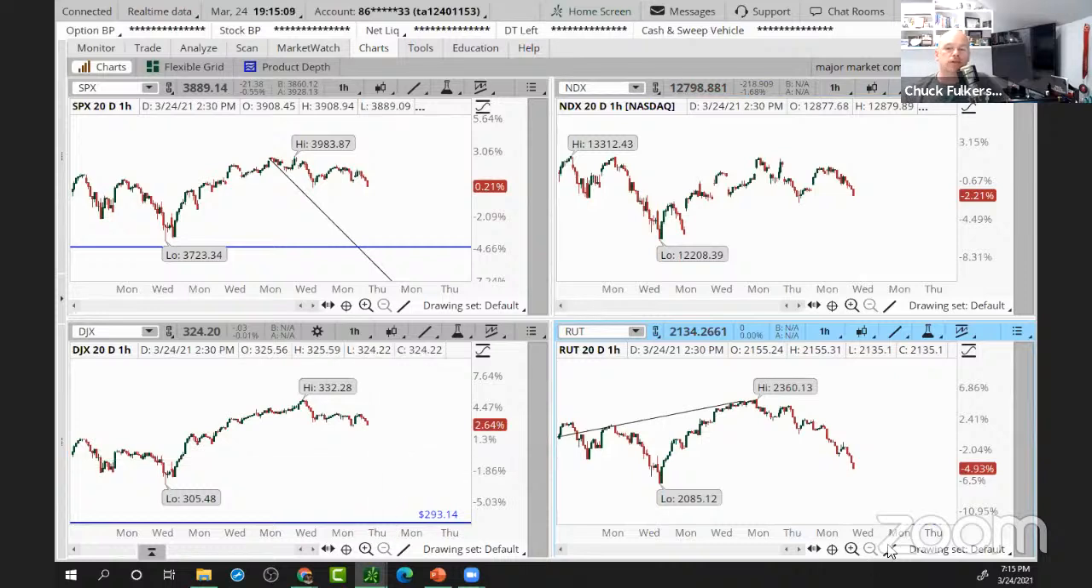What does this picture tell you? When the Russell is the leader, followed by the Nasdaq, followed by the S&P, followed by the Dow, what is that a picture of? The parents will chase the kids, right? That's a picture of a market that typically is going to stay in continuation.